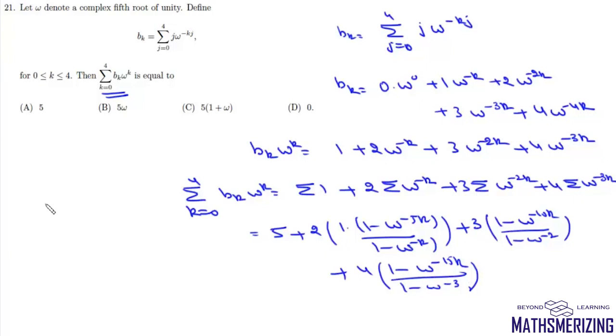Now we know that ω is a fifth root of unity. So that means ω^(−5k) will always be 1. Any power of ω which is a multiple of 5 will always be 1. So here 1 − 1 will be 0. This one will also be 0, and this one is also 0. So that means the value of this summation is nothing but 5, and that's your option number A.